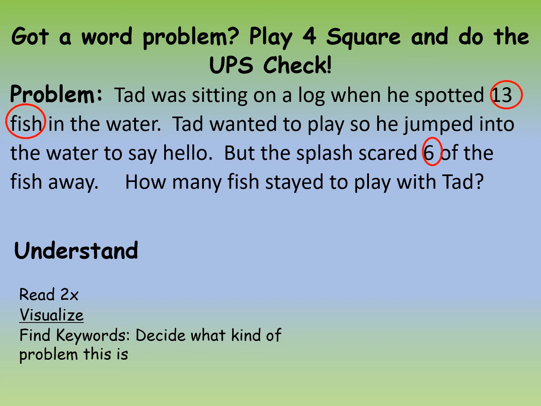Well, step 1 is circling the important numbers and units. In this story problem, our units are going to be fish. Then we're going to box the action word, which is away. That helps us figure out, are we going to add or are we going to subtract? We went over those words in the last slide. And we underlined the question, how many fish stayed to play with Tad?